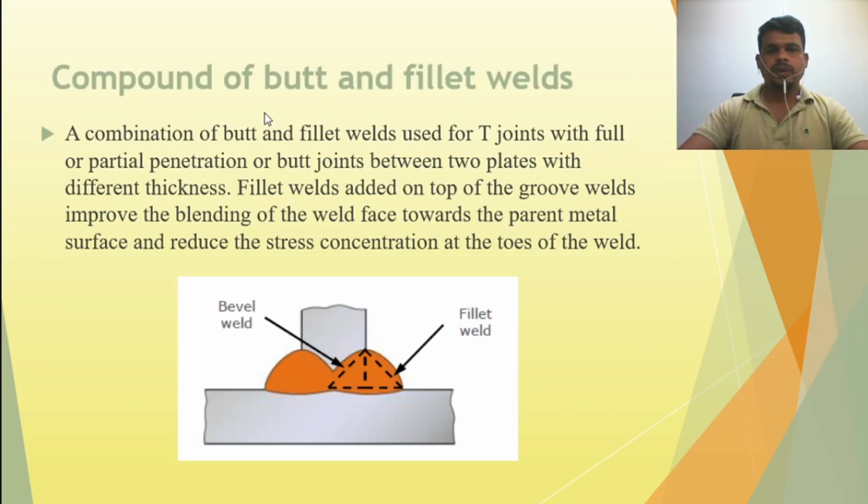So another type of fillet weld is the compound of butt and fillet weld. So this is the butt weld plus fillet weld. This is called the fillet weld, this is the bevel weld, so this is the butt weld. So what is the compound of butt and fillet weld? It is a combination of butt and fillet weld used for a T-joint with full or partial penetration, or a butt joint between two plates with different thickness. Fillet welds added on top of the groove welds improve the blending of the weld face towards the parent metal surface and reduce the stress concentration at the toe of the weld. So from this definition, I hope you understand what is the compound of butt and fillet weld.